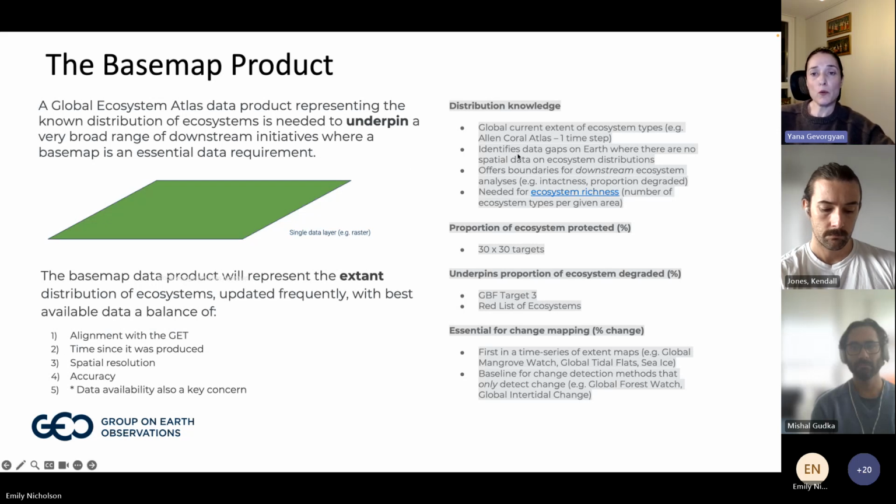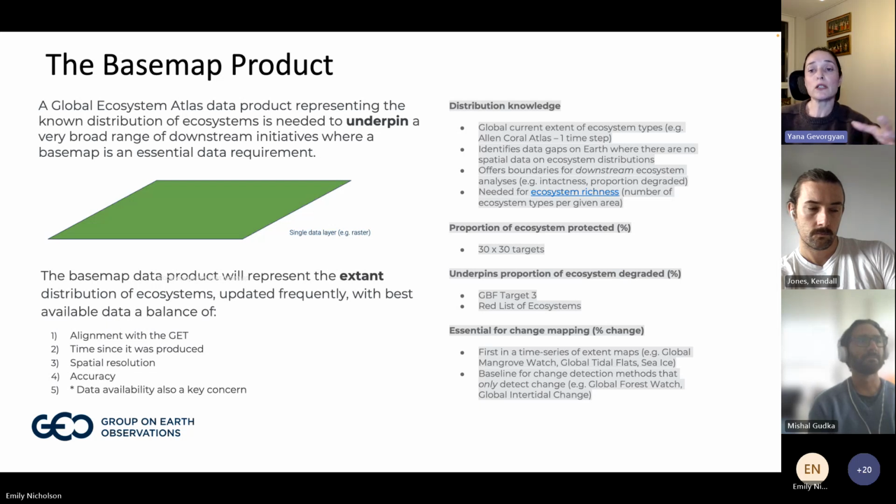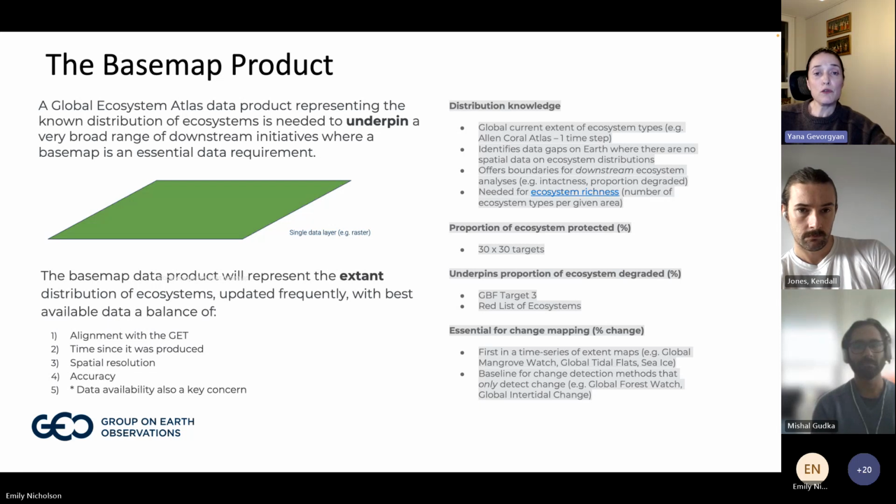The base map, however, will be one single data layer with a single timestamp, and very important to note, each pixel, each location on this map will be assigned to a GET type using a new coded system. This will be best available data in terms of freshness, alignment to GET, resolution and accuracy. And as I mentioned, our proof of concept will be a strictly limited in scope, minimum viable product that we intend to produce for COP16 this October. Next.